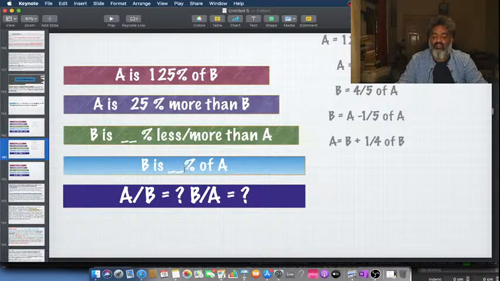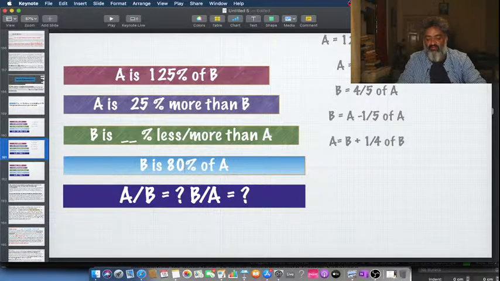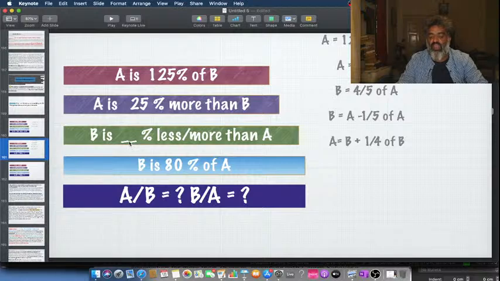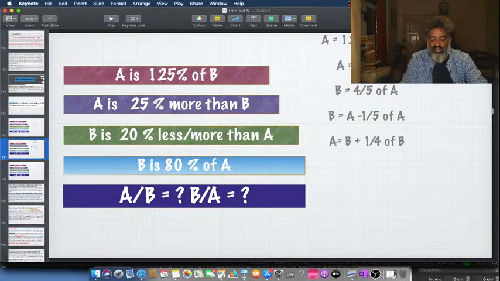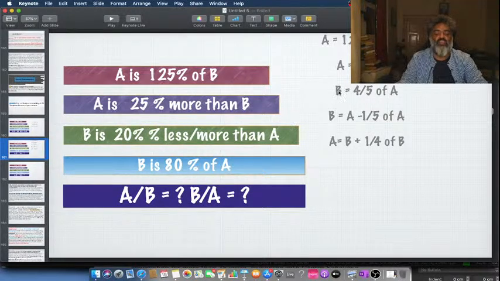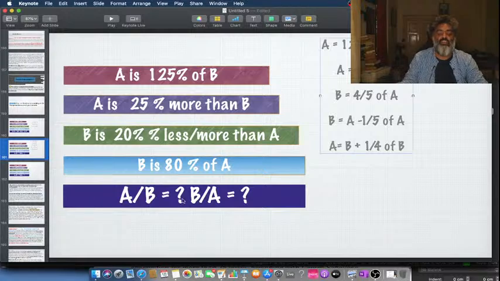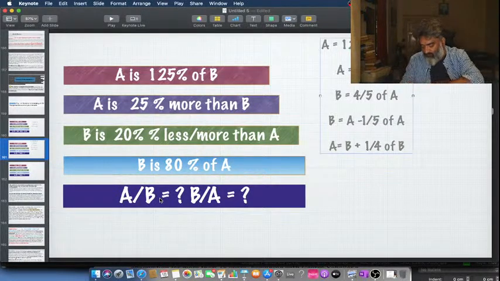I have finally reached the limit of pushing the technology. B is 80% of A, and B is 20% less than A. And once you have this, A is equal to 5 by 4 of B, you also know A by B is equal to 5 by 4, and B by A is equal to 4 by 5. Yes or no? I think everybody got it right.